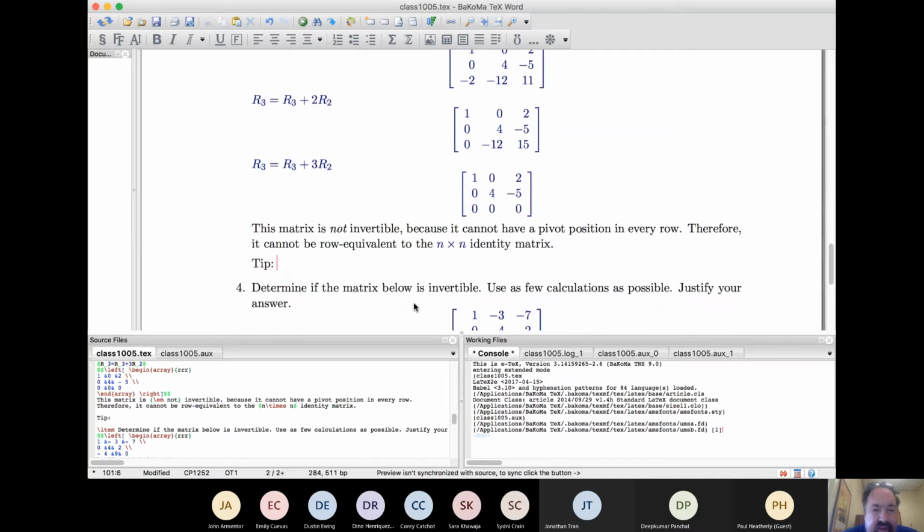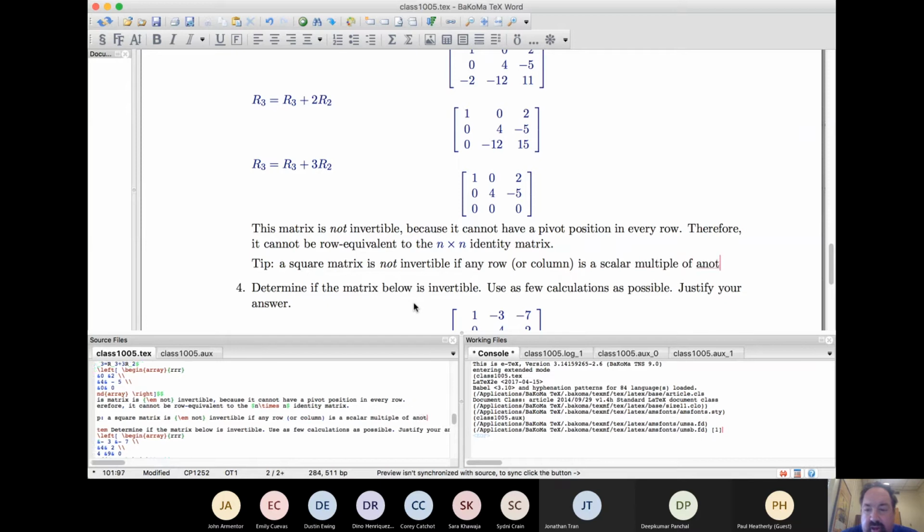Now, a time-saving tip here is a square matrix is not invertible if any row or column is a scalar multiple of another. So I mentioned earlier that if you have two identical rows or two identical columns, then it's not invertible. This is a more general version of that.